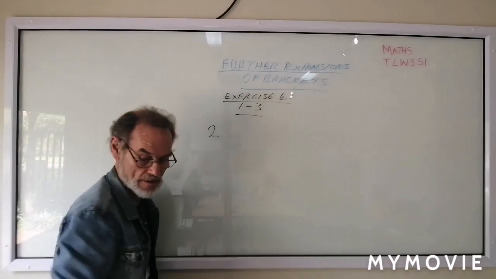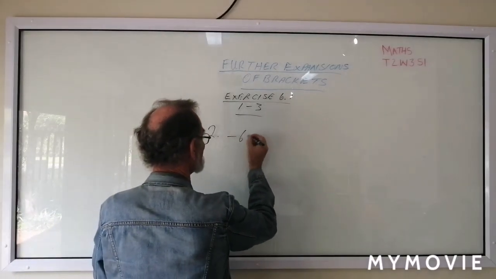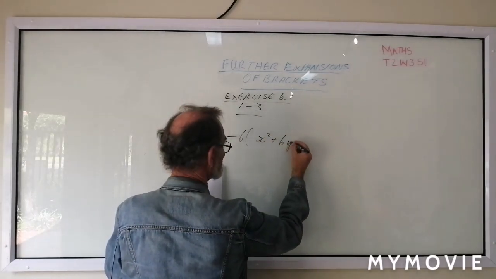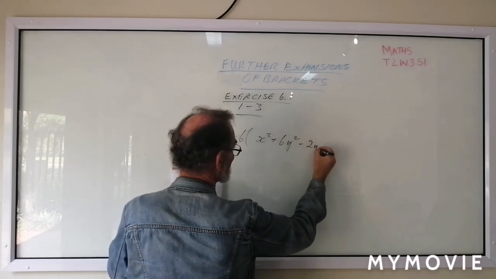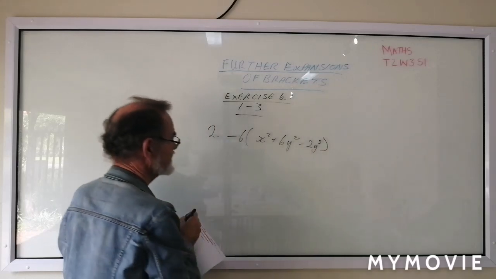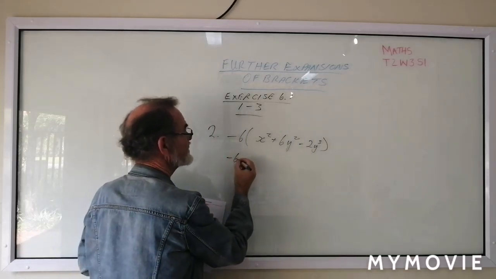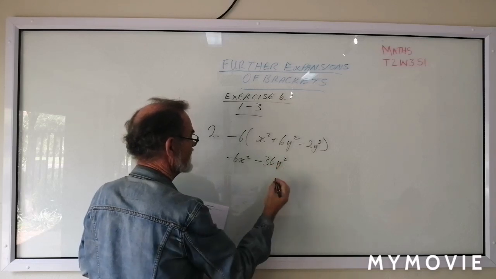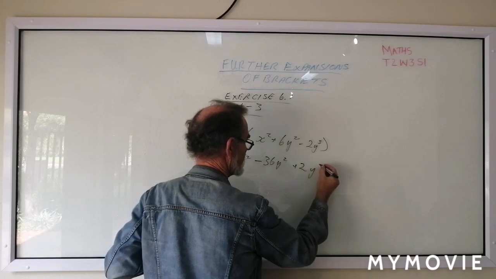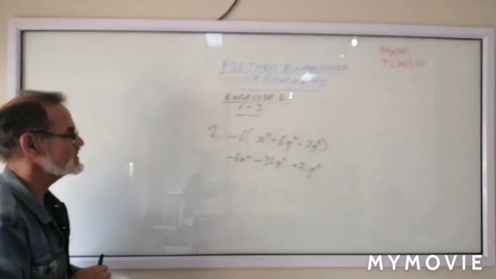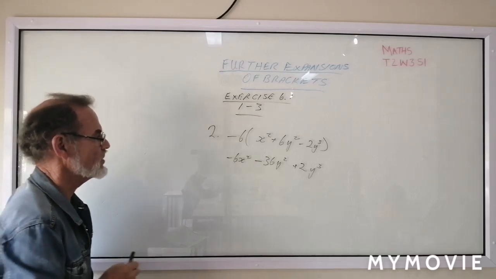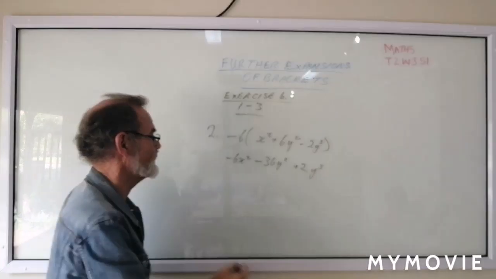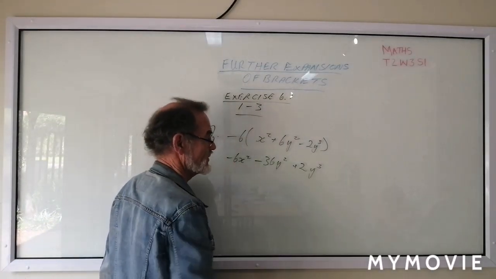Now 2F: minus 6 bracket x squared plus 6y squared minus 2y cubed. Right. We multiply this, we get minus 6x squared. Here we get minus 6 times 6 is 36 y squared. And we get plus 2y cubed. Okay? So, do we see any similar terms here? No! We can't add up y squared and y cubed. They are not the same, and this is also not the same. You can only do that when you eventually find out what is x, what is y. Then you can work that out.